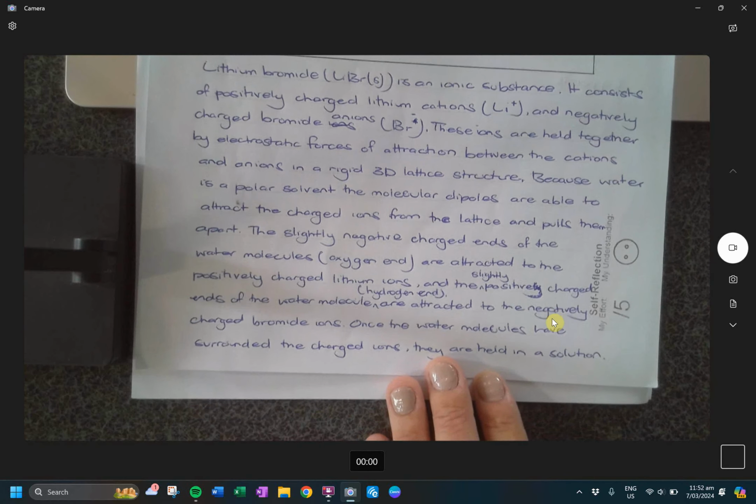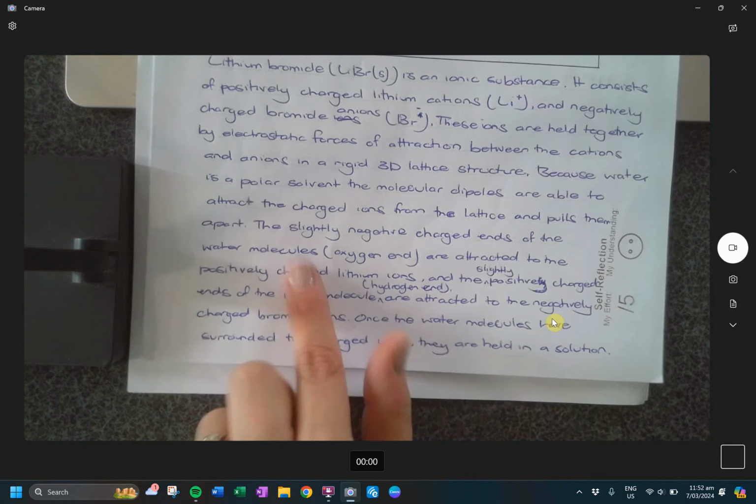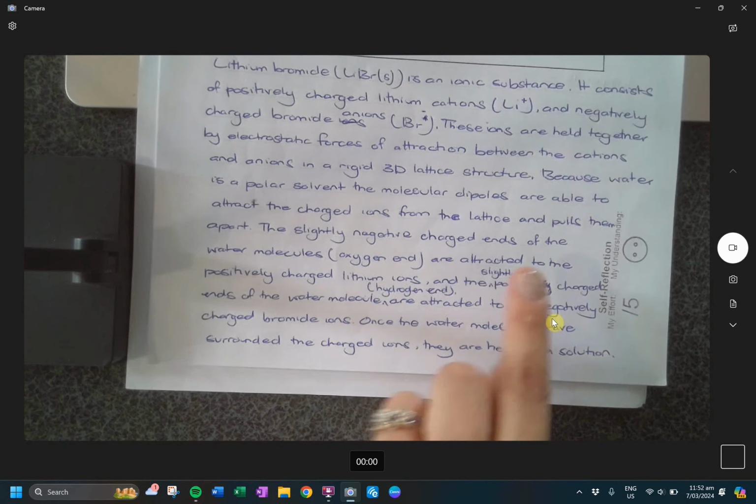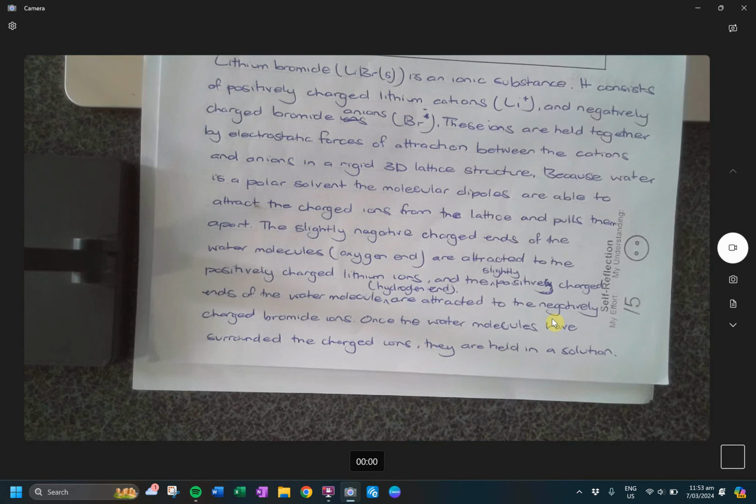So here we go. The slightly negative charged ends of the water molecules, oxygen end, are attracted to the positively charged lithium ions. This is a good example. So this is the terminology we're looking for when we are trying to look for those excellence level answers. Do you understand that it's the slight charge in the water molecule and which end of that water molecule that would be? And also, you're not accidentally misusing the terminology and calling it an ion, because water is not an ion. Water is a molecule.